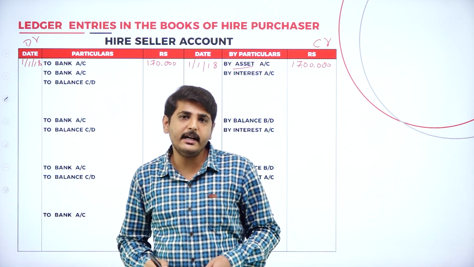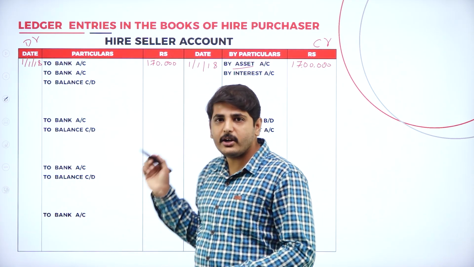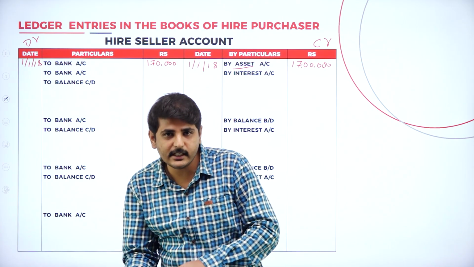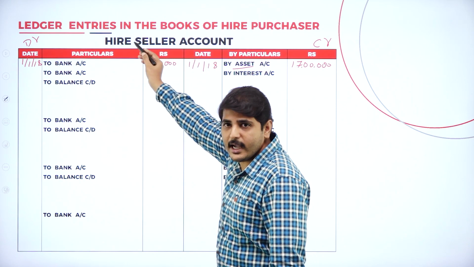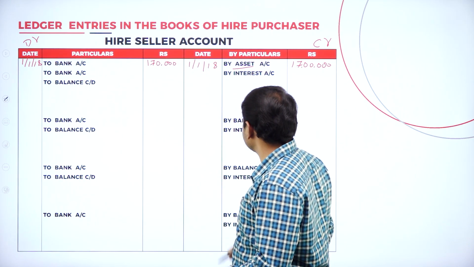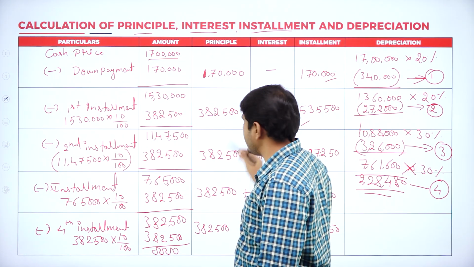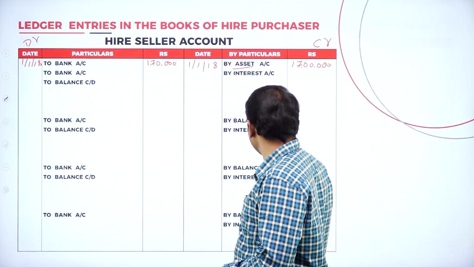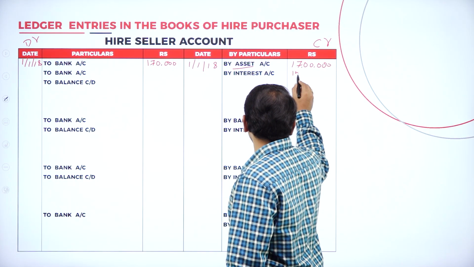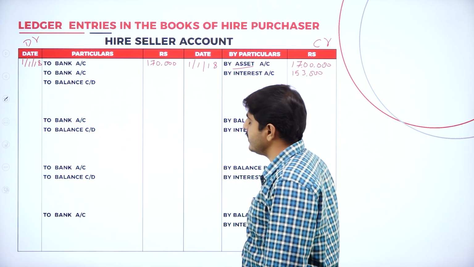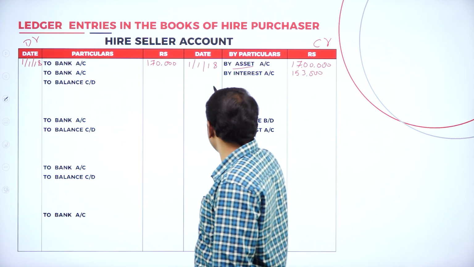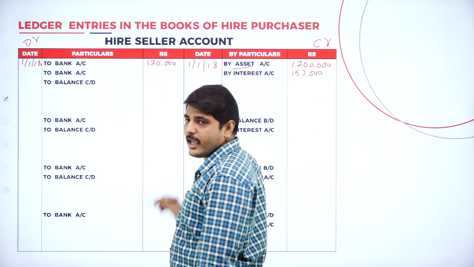What is the journal entry for interest? Interest account to hire seller account. So by interest account to hire seller account. What is the amount of interest? First year interest is 1,53,000. On which day am I going to calculate the interest?